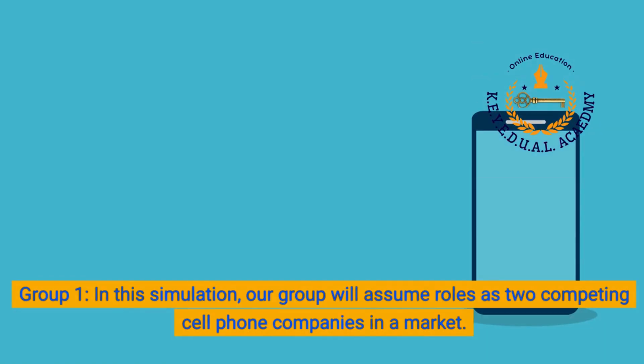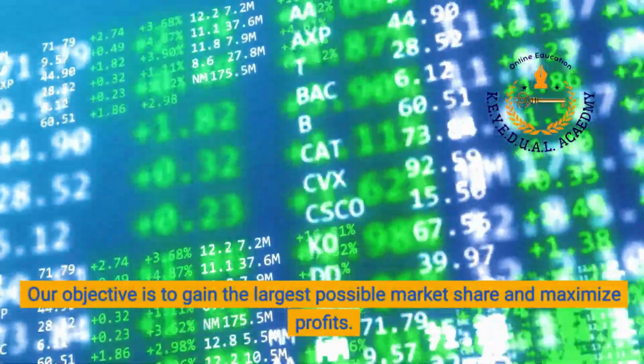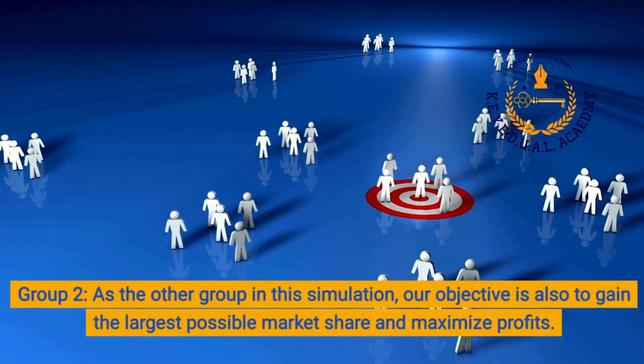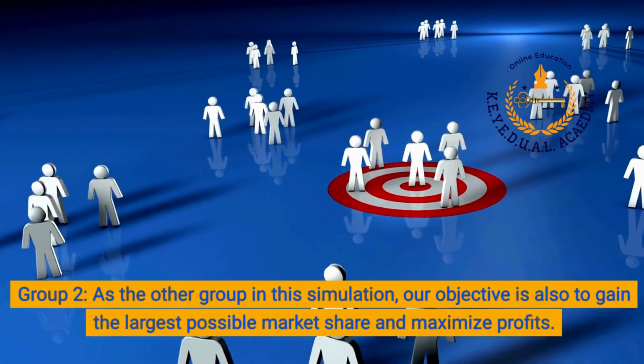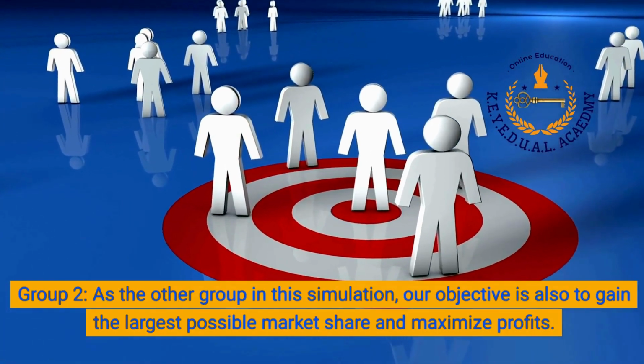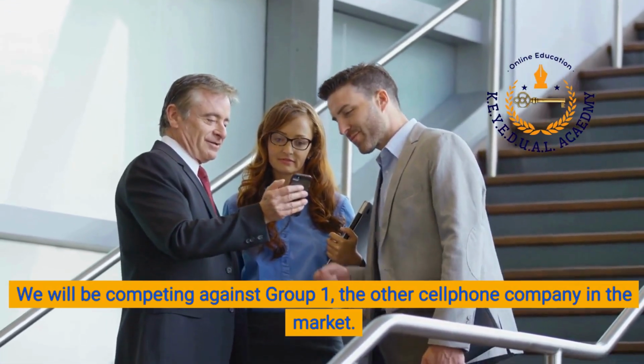Group 1. In this simulation, our group will assume roles as two competing cell phone companies in a market. Our objective is to gain the largest possible market share and maximize profits. Group 2. As the other group in this simulation, our objective is also to gain the largest possible market share and maximize profits. We will be competing against Group 1, the other cell phone company in the market.